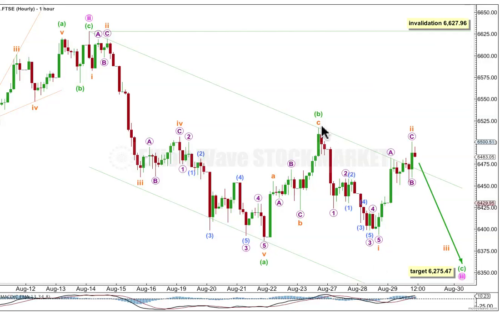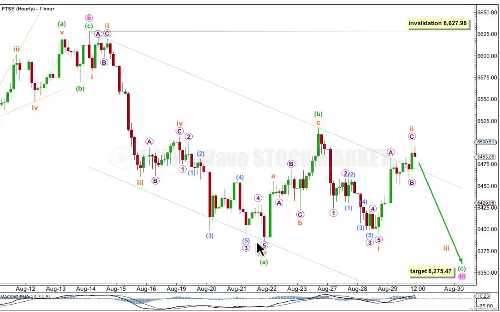So I'm confident that this downwards movement is labelled correctly as an impulse, and this upwards movement should be a completed zigzag. So we should see downwards movement to start next week, or to start Friday's session anyway for the FTSE, as minuet wave C comes to end at 6275.47, my short-term target for the next week. Minuet wave C would reach equality in length with minuet wave A.